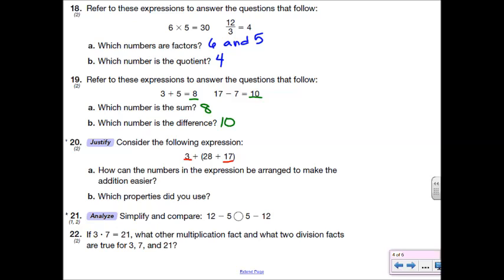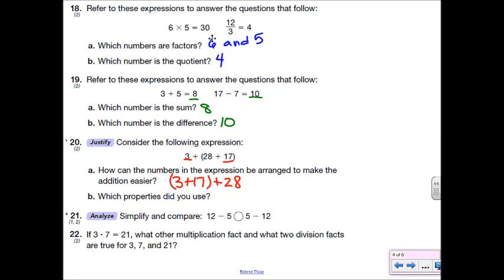So I'm going to rearrange it and do that first, so that then I have something that ends in 0 to add onto it. So I would rewrite it as 3 plus 17, and then parentheses around it to tell me to do it first, plus 28. Which properties did I use?